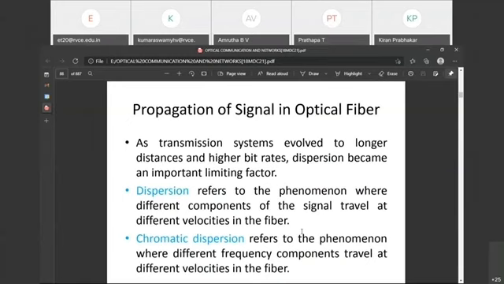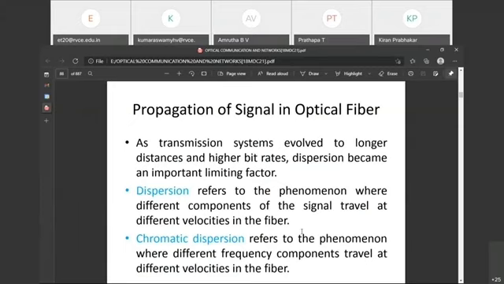Okay, so the third mechanism is called dispersion. This is due to a medium property, that is the refractive index of the medium. It is a phenomenon where the different components of the signals travel at different velocities in the fiber. We already know that when you pass light through a glass prism, dispersion takes place and the white light gets dispersed into its 7 constituent colors. So the same thing happens here.